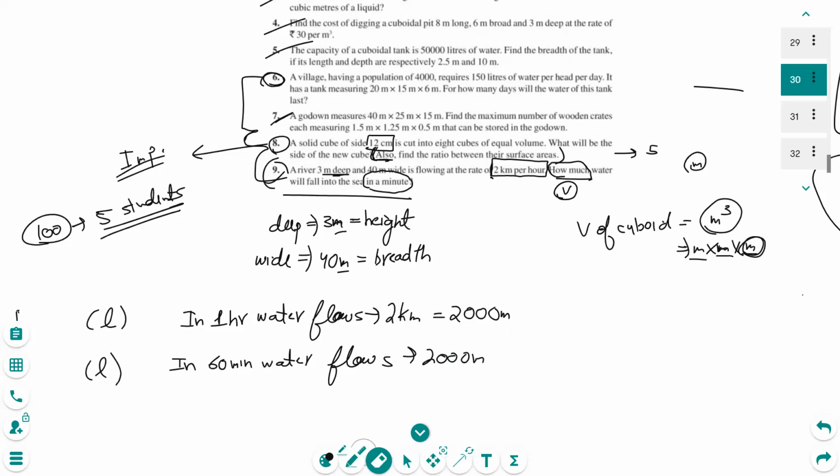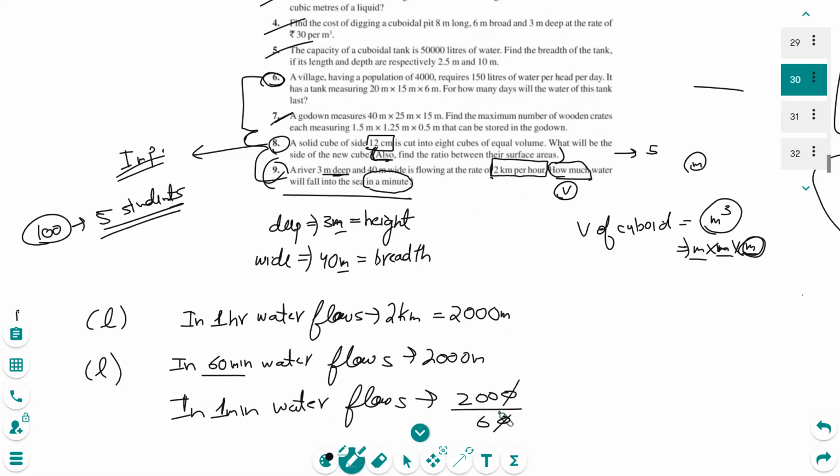So now 60 minutes is this. I need it for 1 minute, so I will divide my right hand side by 60. So this will cancel out. 2 times 100, 2 times 3. So that's 100 by 3 meters. So this is my actual length. I'm looking for the volume.